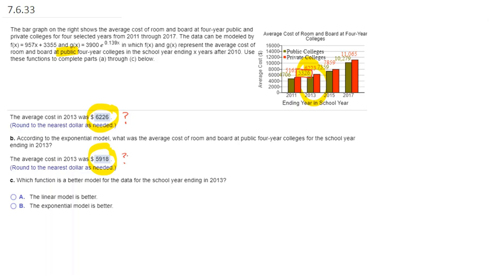We're just going to subtract each one of those to figure out the difference. When I find the difference for the linear model, that's going to be a difference of 900. And when I find the difference for the exponential model, it's a difference of 592. So then I just mark that for my B and submit my answer, and I'm good to go.